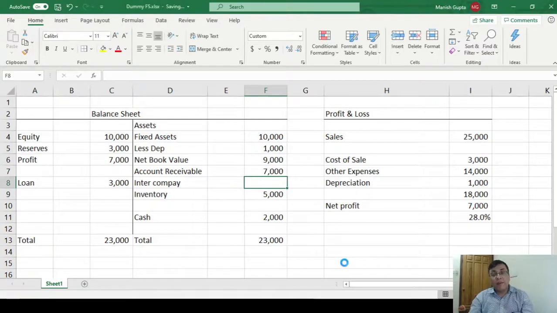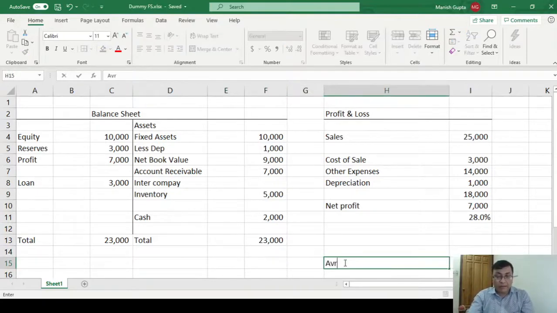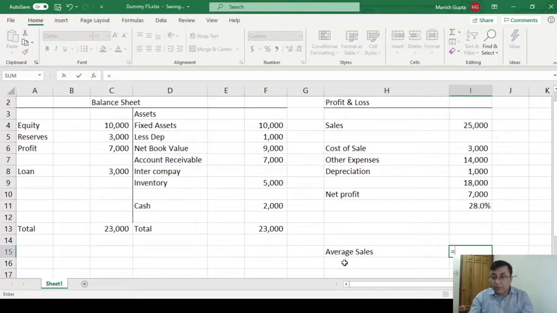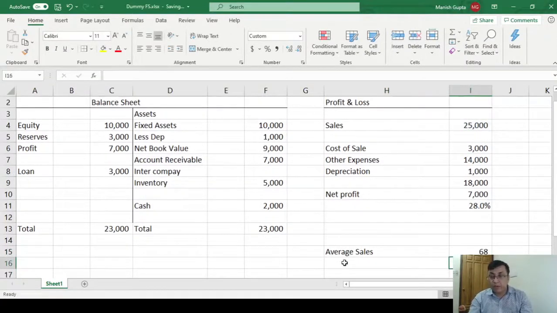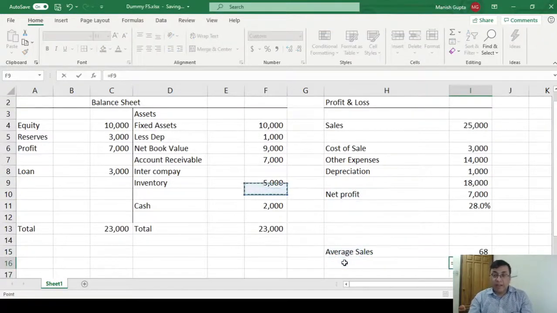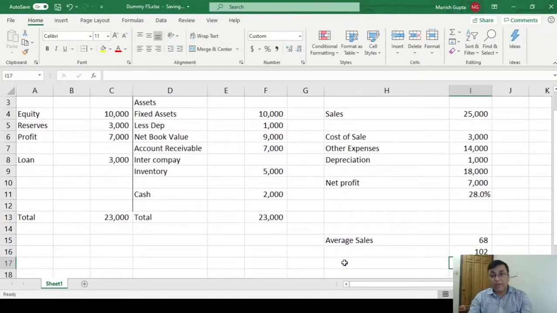So now what will happen is you will have to calculate the account receivable days. How do we calculate the account receivable days? If you have taken my financial ratio classes, the method to calculate the account receivable days is to calculate the average sales first, which is 25,000 divided by 365, whatever it is, and then dividing the receivable by the average sales. So here the average receivable days is 102, right?